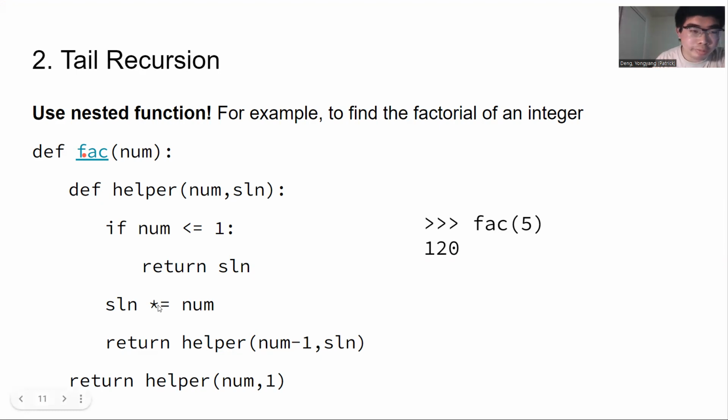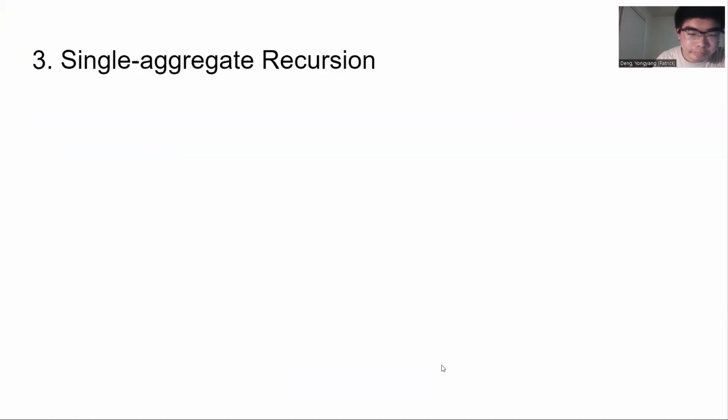So what if I do a simple aggregate, which means that we don't have to duplicate or have an auxiliary variable? We just accumulate the variable, aggregate the values, at the place where the function is called again. So we do single aggregate recursion.